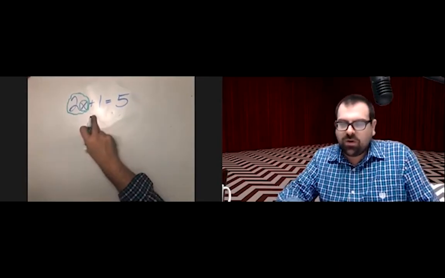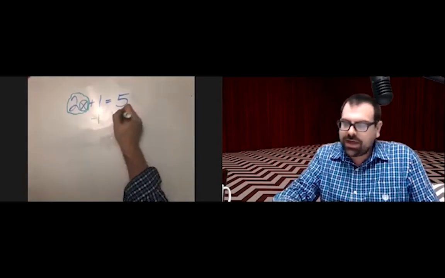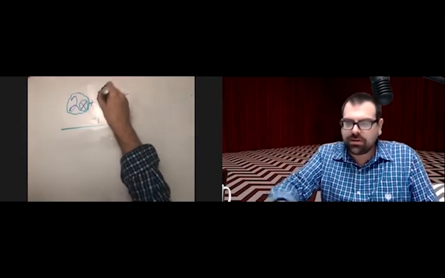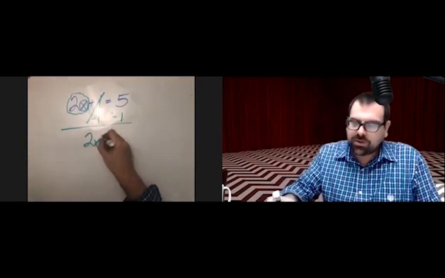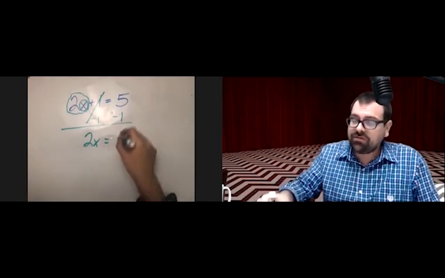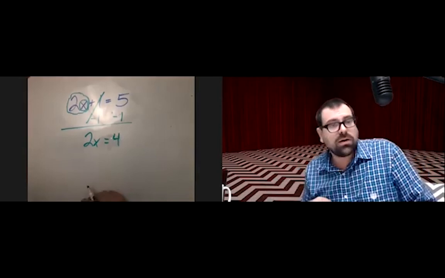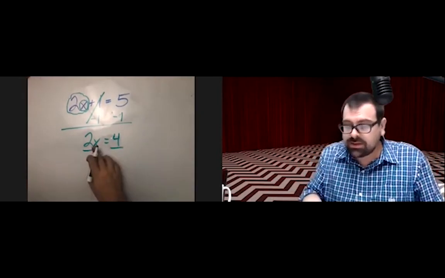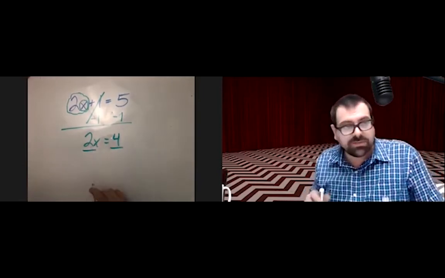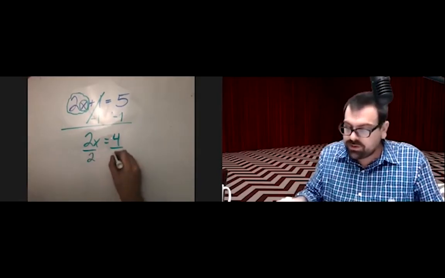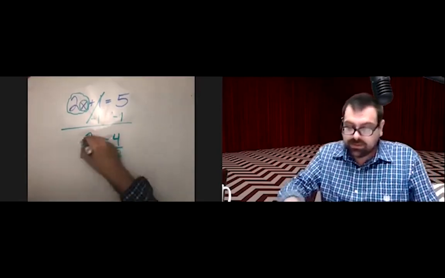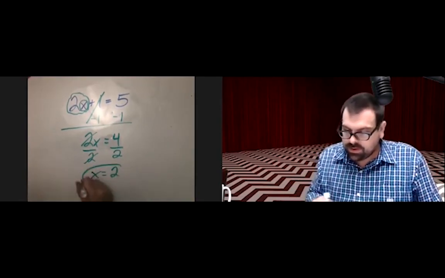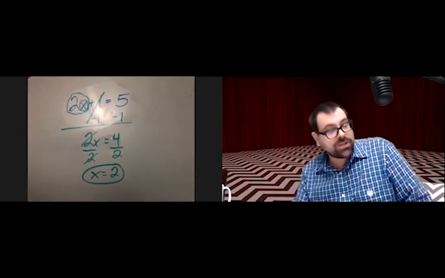The 2x is having 1 added to it. We undo that with the opposite, subtracting 1 from both sides. Leaves us with just 2x on the left. 5 minus 1 is 4 on the right. Divide both sides by 2 because x is being multiplied by 2. We want to undo that with the opposite. 4 divided by 2 is 2.